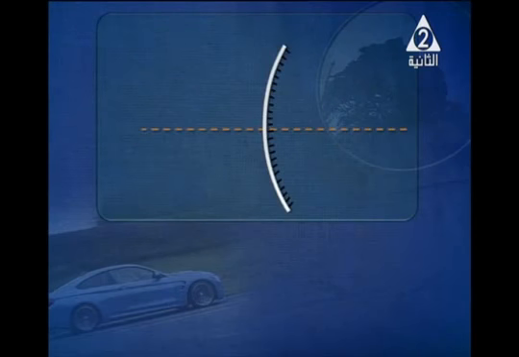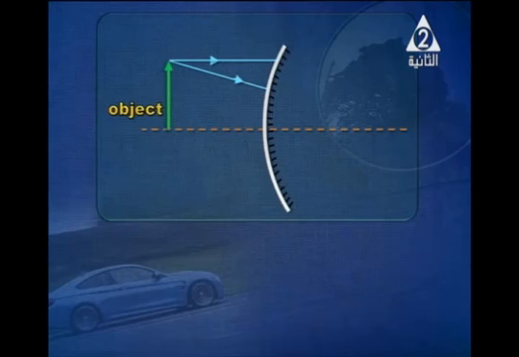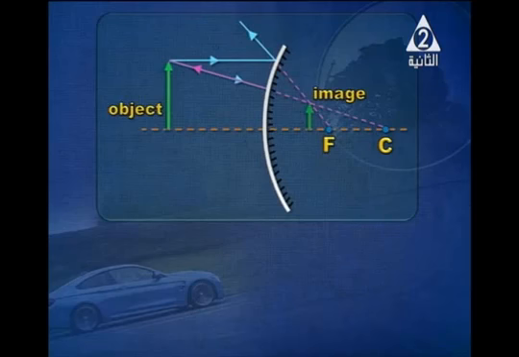This is the convex mirror and the principal axis. The object will stand at any distance from the reflecting surface of the convex mirror. This object will send a light ray that is parallel to the principal axis and another ray which is passing through the focus. These rays will diverge and then we take the extensions, so the image is formed behind the convex mirror.